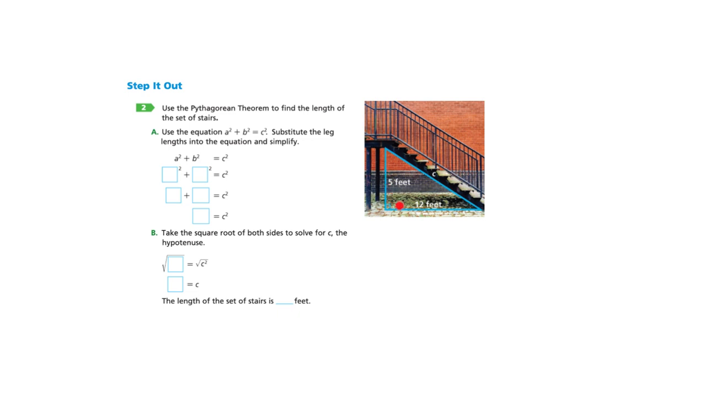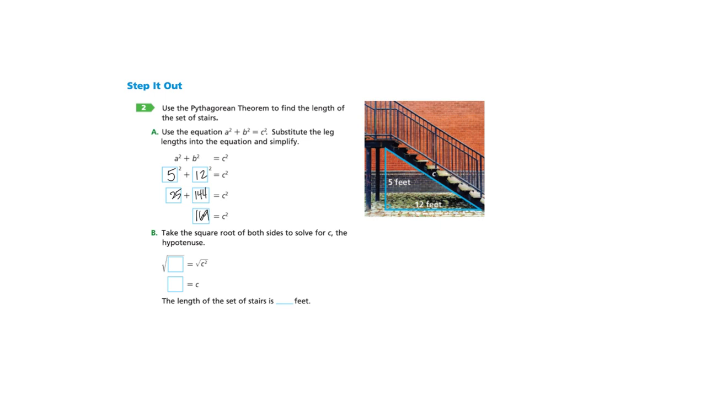They give you the leg lengths here, 5 feet and 12 feet, and they're trying to find the length of the stairs, and in this case it's the hypotenuse C. So you just have to plug those numbers in. 5 squared plus 12 squared equals C squared. So 25 plus 144 equals C squared.